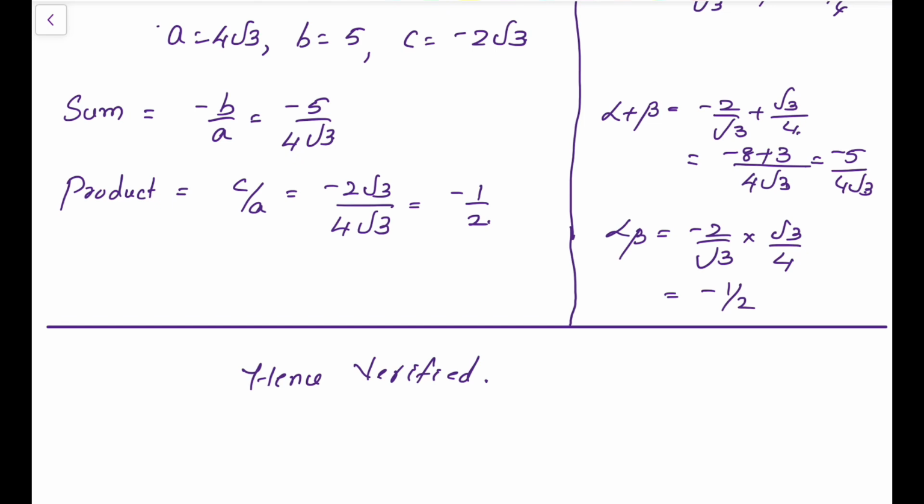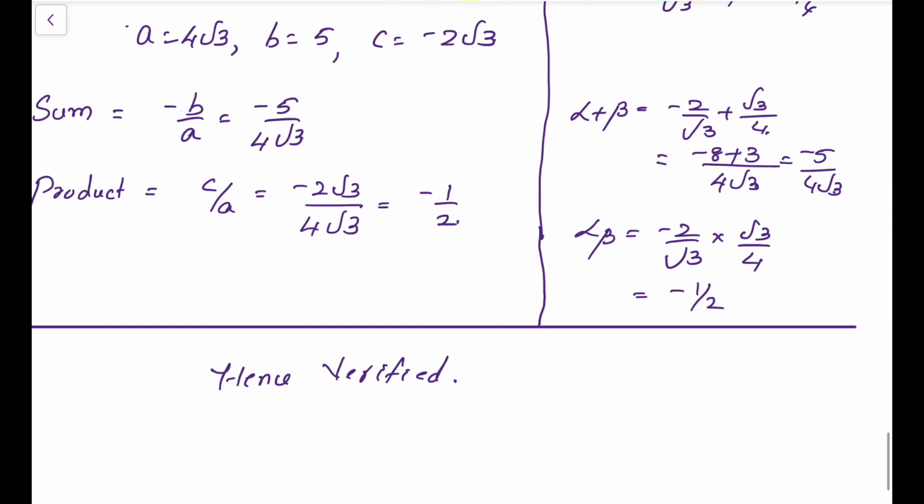So please write it in this format. This looks neat also and it's very clear. On one side you have used the polynomial, you have used the coefficients and found the sum and product. In the other you have used the zeros, you have already found the zeros. With the zeros you simplify and show it as equal.